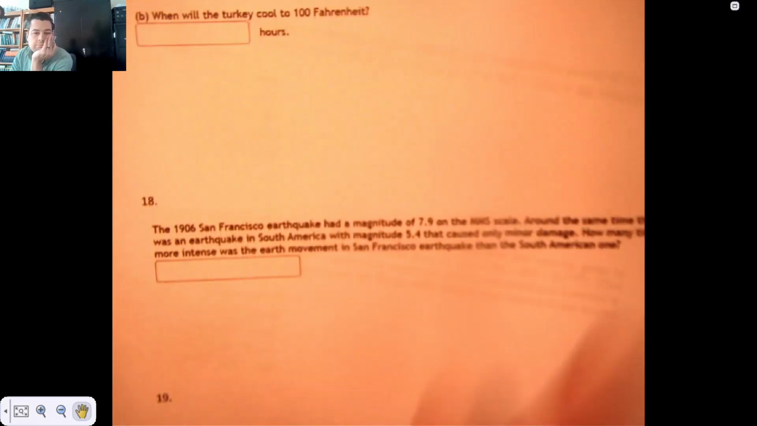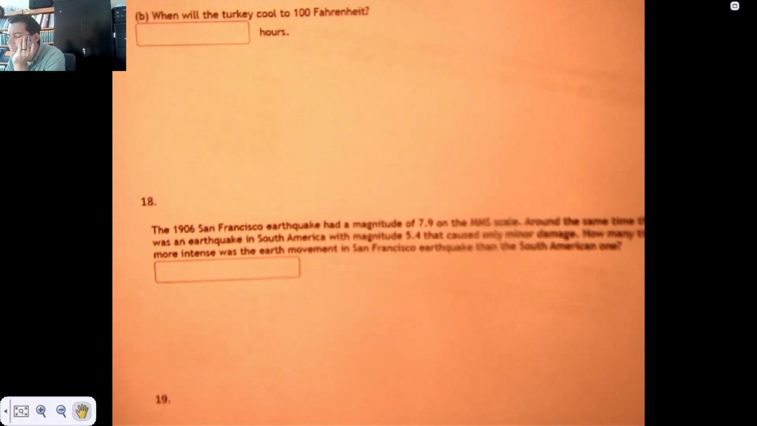Where was I? 1906. Oh, the earthquake problems. These are one of these. We had a 7.9. Same time there was an earthquake in South America. It was a 5.4.